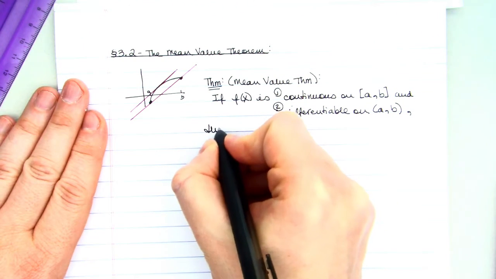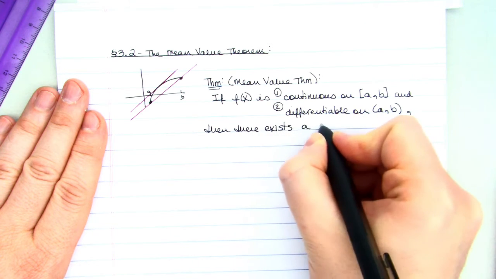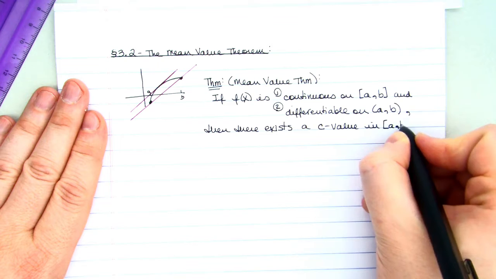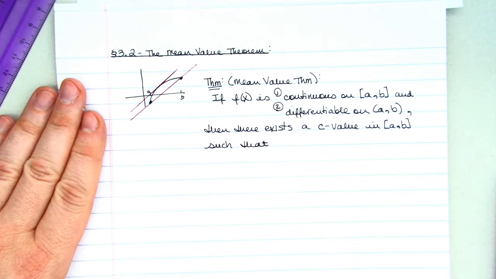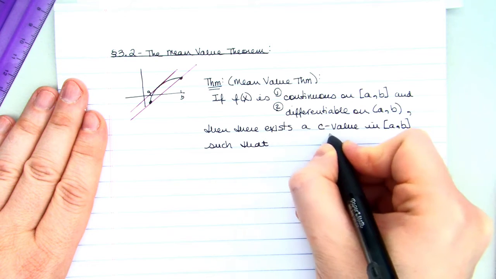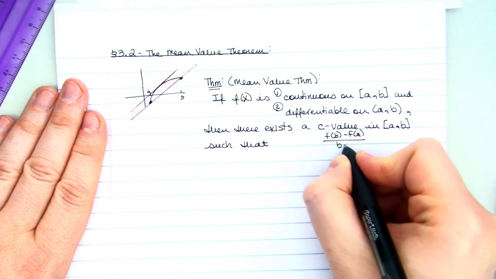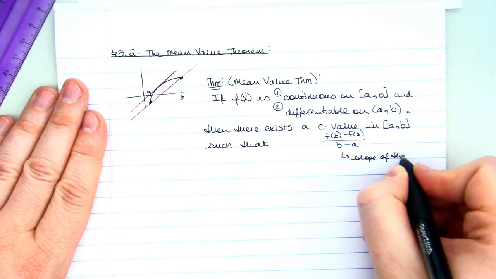Then, there exists a c value, a particular x, in my interval from A to B, such that the slope of the secant line equals the slope of that tangent line. What's the slope of this secant line? Well, I think I can just do f of b minus f of a over b minus a. That is the slope of the secant line.